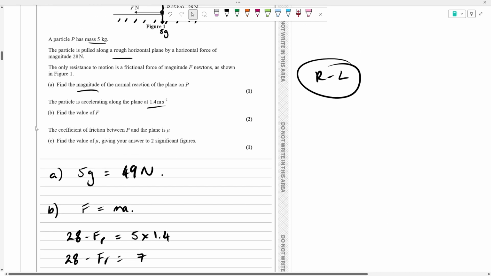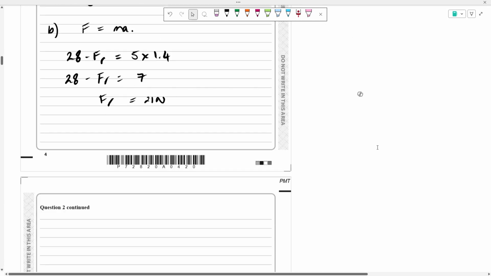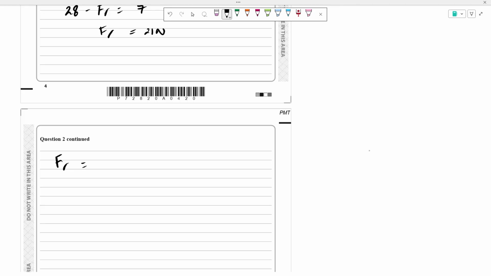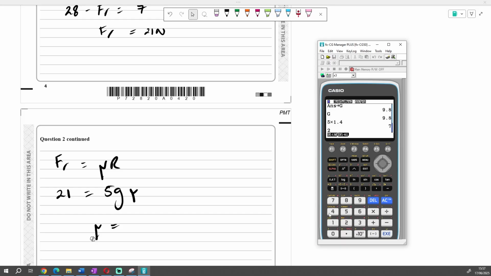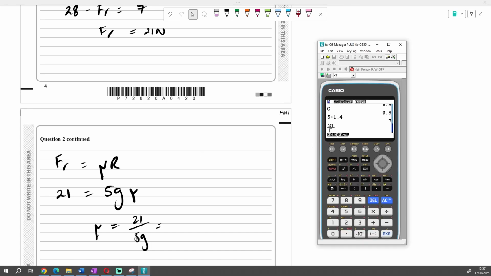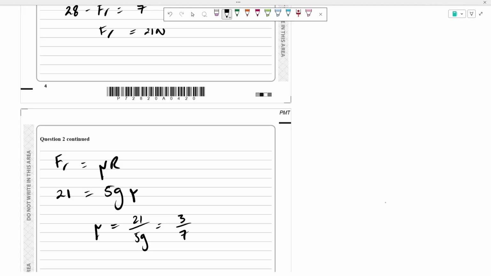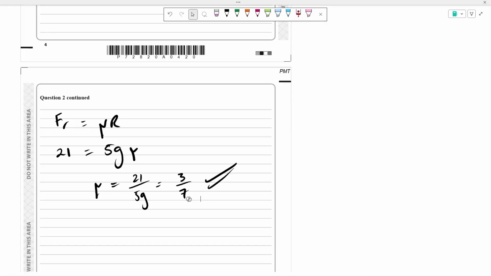Perfect. So then part C, the coefficient of friction between P and the plane is mu. Find the value of mu. We've got friction, we've got our reaction force, and the formula for friction, or Fmax really, is mu R. Therefore, if we know friction is 21, R is equal to 5g, therefore mu must equal 21 divided by 5g. Let me write that down here, which is going to be 3/7. And that's going to be our final answer. Let's say, oh, it's two significant figures. Let's convert that.